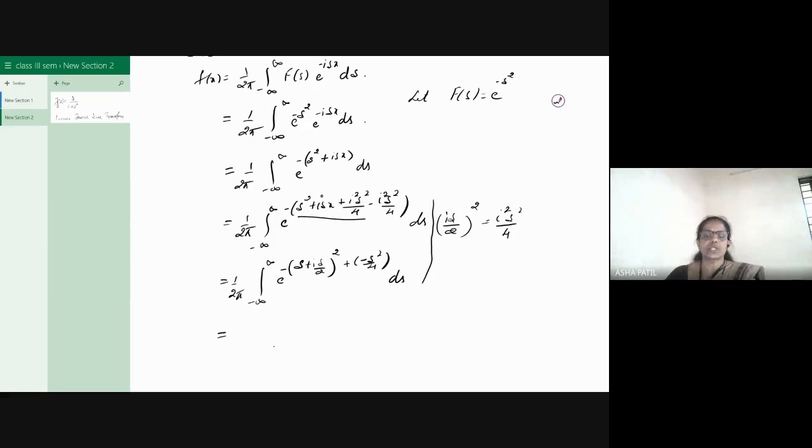I'll write it as 1 by 2 pi. This term is like e raised to a plus b. Let me bring this term, e raised to b term, outside because it has, what mistake did we do? Can anybody tell? What's the mistake we have done? Anybody can tell?